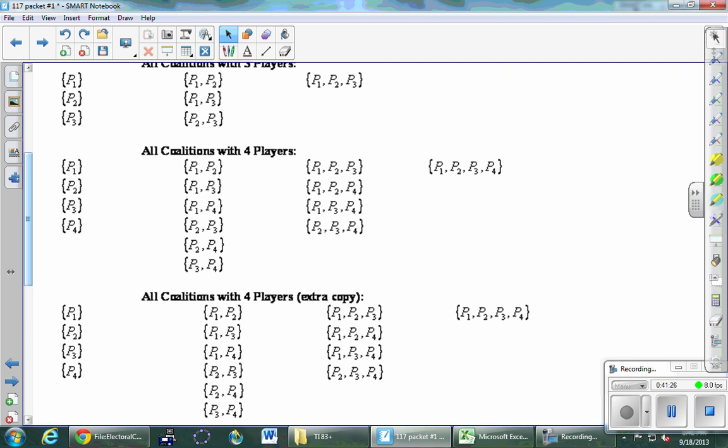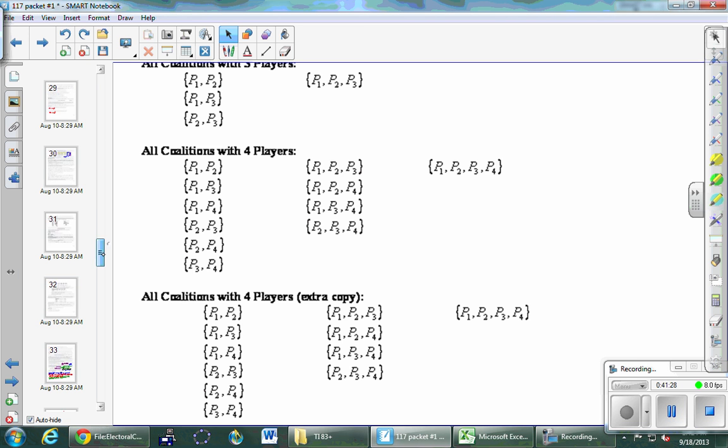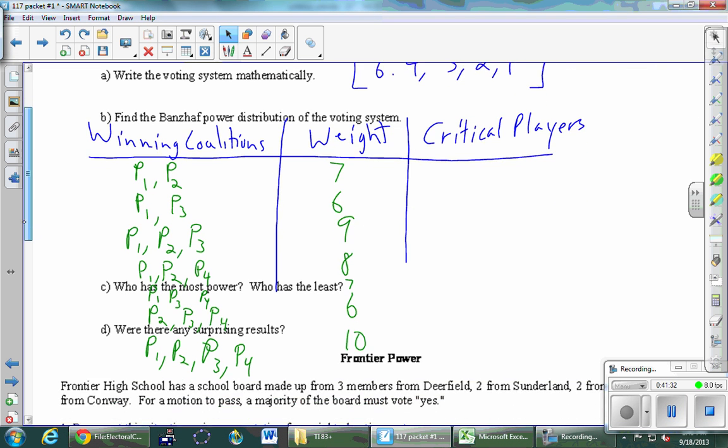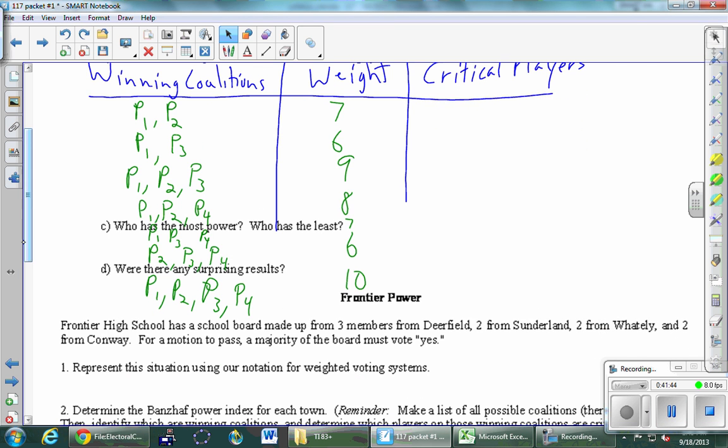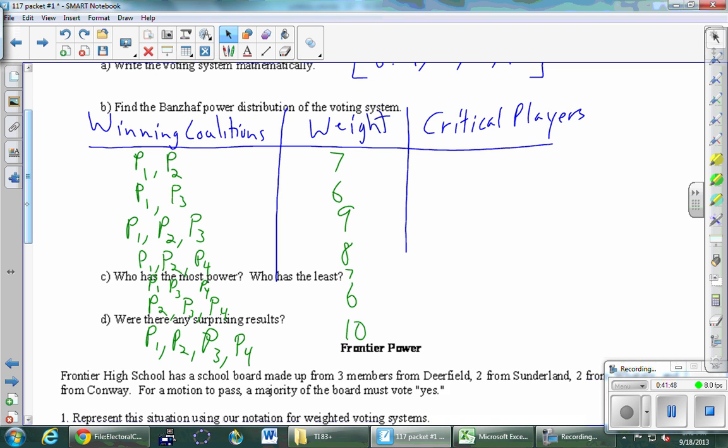Okay, so that's there. Let's go back to where we were. And now we're going to think about critical players. Okay, so let's do one of these rows together, and then you guys are going to work on the rest in your groups. Let's pick P1, 2, and 4. Let's do this row together. 1, 2, and 4.